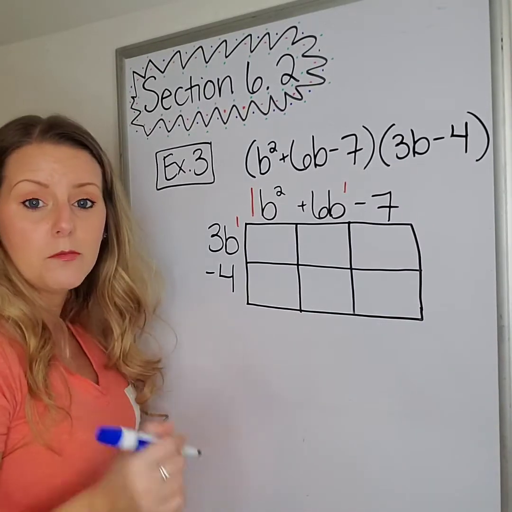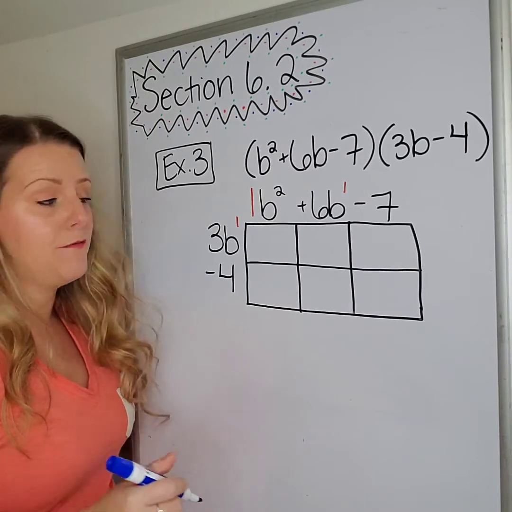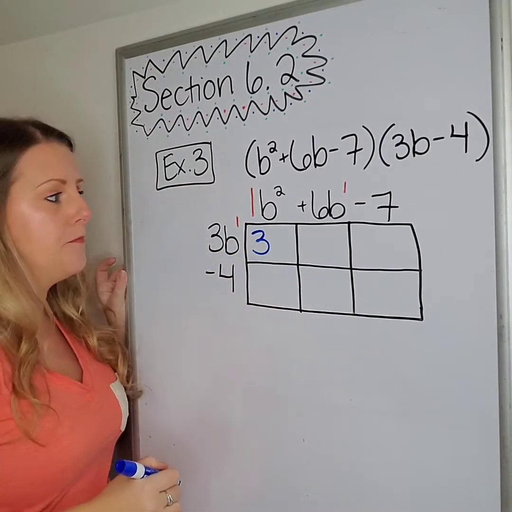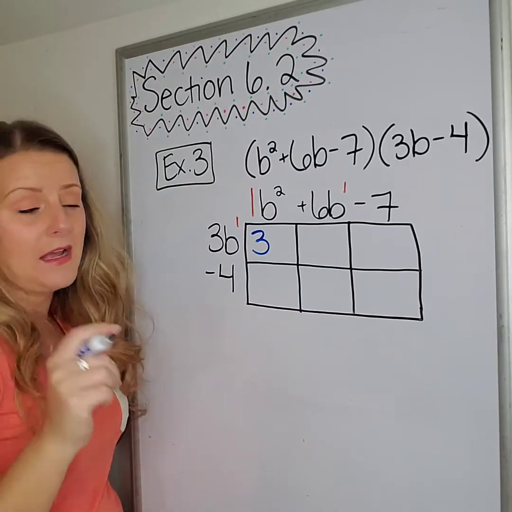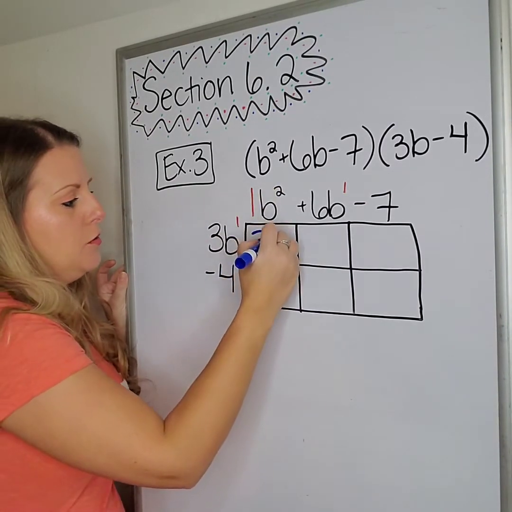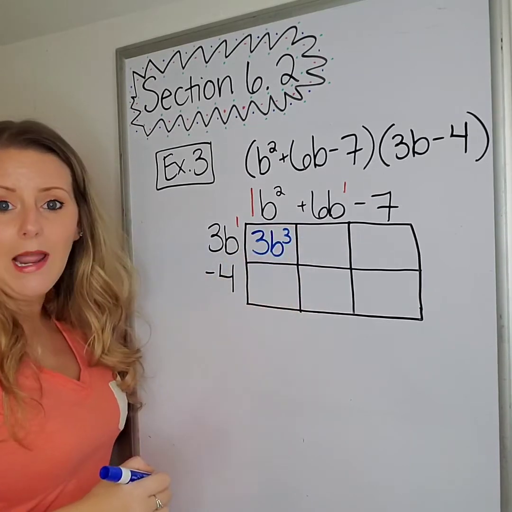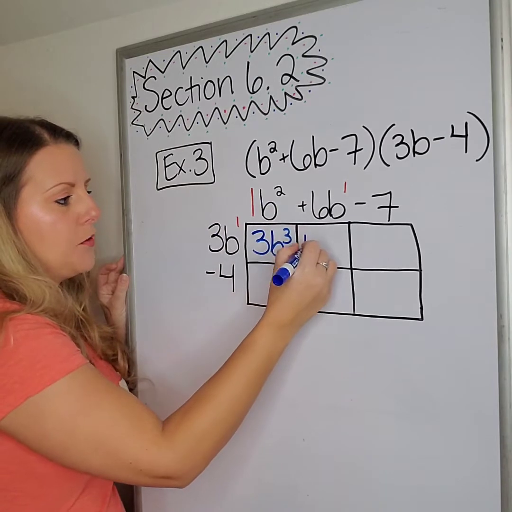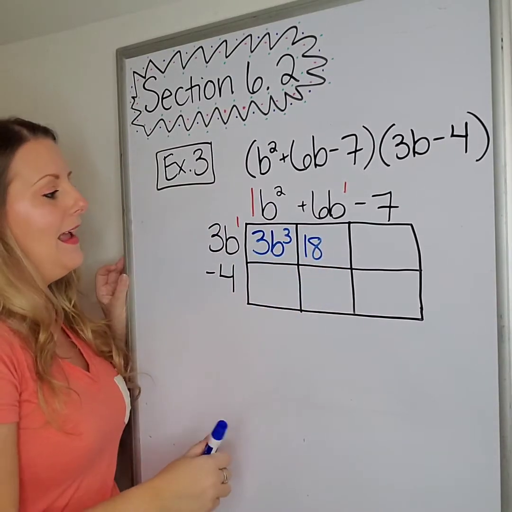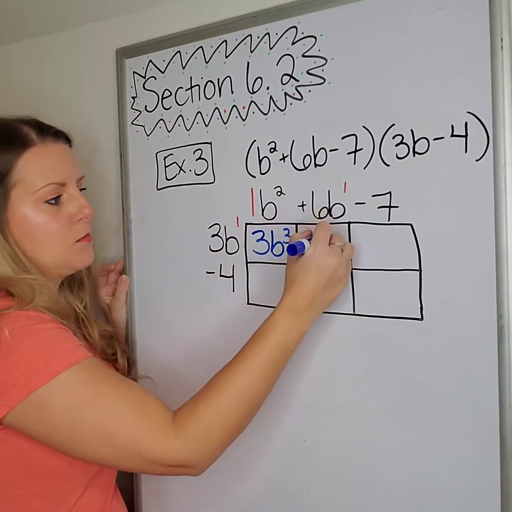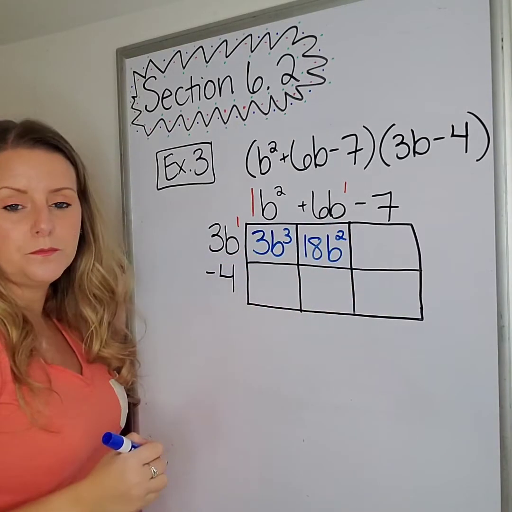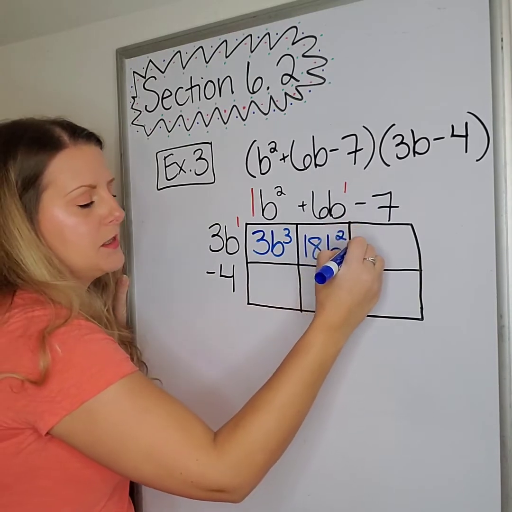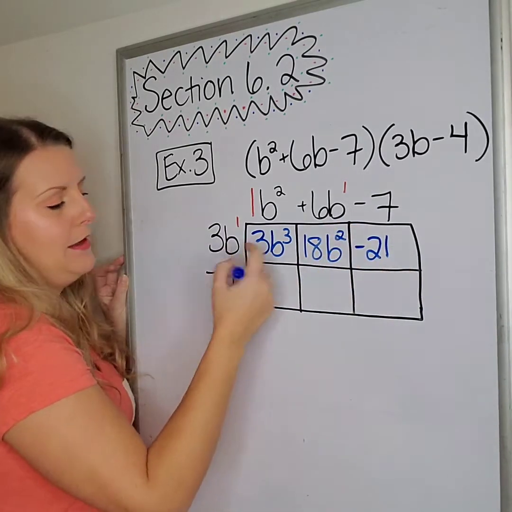Okay, so make sure you're multiplying the coefficients out in front. 3 times 1, we multiply, 3 times 1 is 3. We add the small little exponents. 1 plus 2 is also 3, but we're adding. Okay, same thing with the next one. 3 times 6, multiply the coefficients, add the exponents. 1 plus 1 is 2. Multiply the coefficients. 3 times negative 7 is negative 21, and just keep the b.